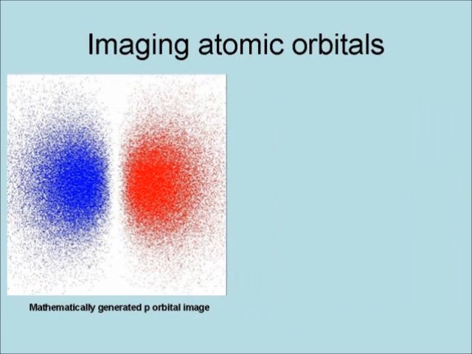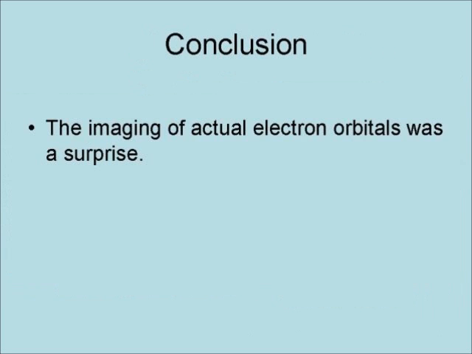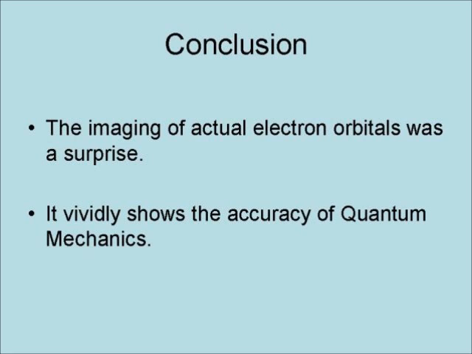Here is a mathematically generated p orbital image. Here is a field emission electron microscopy p orbital image. The imaging of actual electron orbitals was a surprise. However, it vividly shows the accuracy of quantum mechanics.